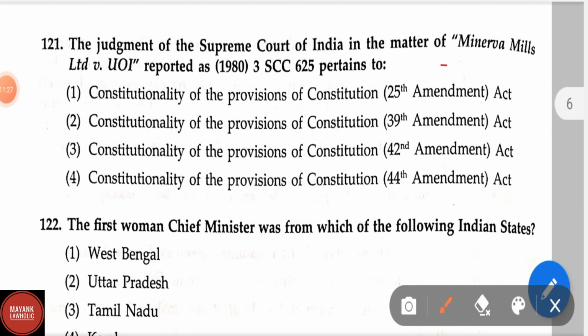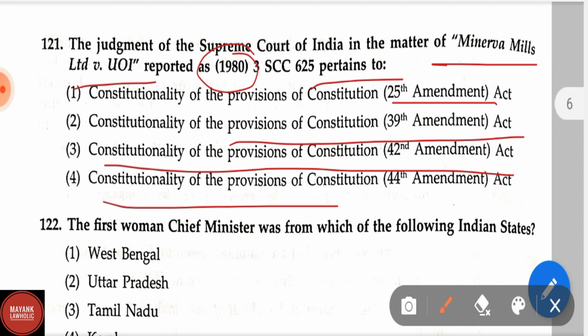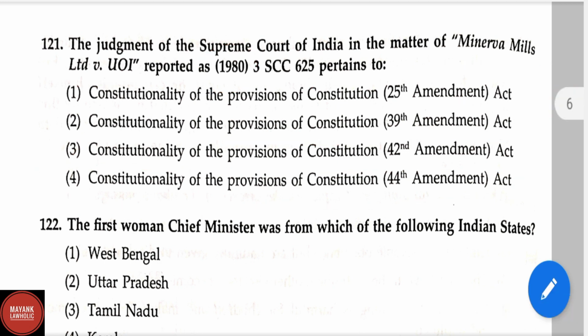The judgment of the Supreme Court of India in the matter of Minerva Mills Limited versus Union of India reported in 1980 pertains to: option 1, constitutionality of the provisions of the Constitution 25th Amendment Act; option 2, constitutionality of the provisions of the Constitution 39th Amendment Act; option 3, constitutionality of the provisions of the Constitution 42nd Amendment Act; and option 4, constitutionality of the provisions of the 44th Amendment Act. In this question, the correct answer is option 3, constitutionality of the provisions of the 42nd Amendment Act.